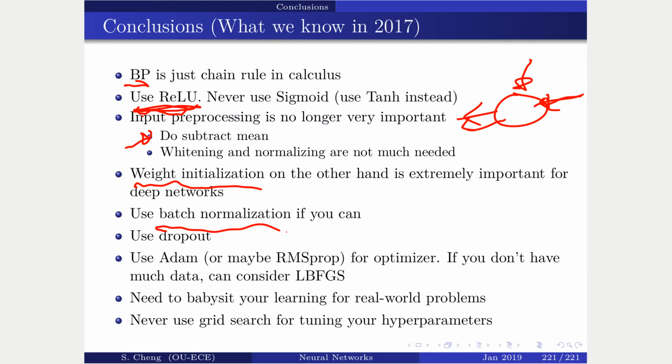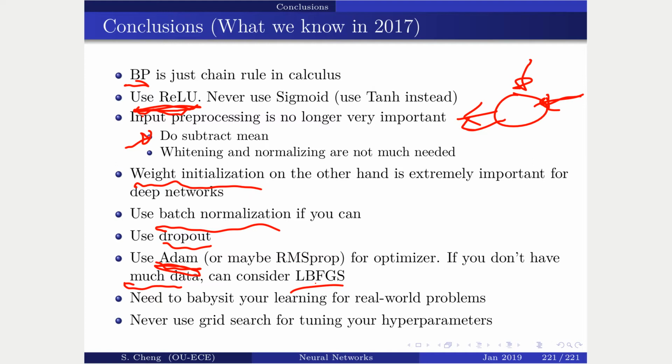And use dropout and Adam. I don't know whether there are any new kinds of optimizers, but apparently Adam is very popular and still many people like it. And if you don't have much data, then you can consider using LBFGS also, in particular if you can do full batch. If you can only do mini batch, then it may not make sense in that case.